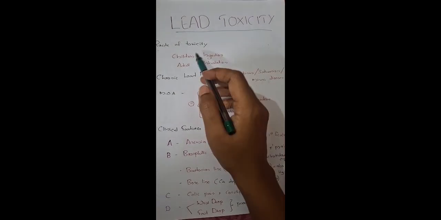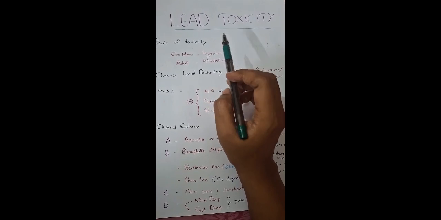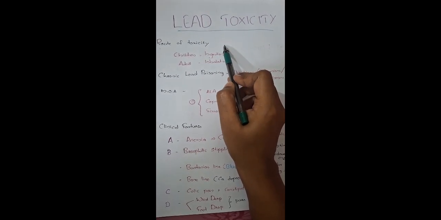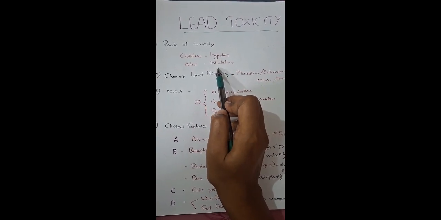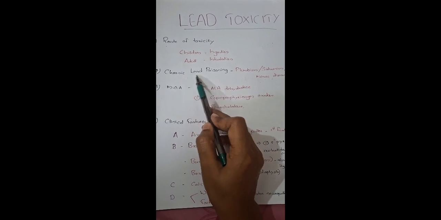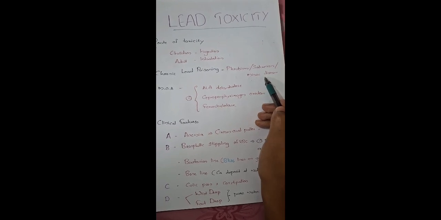In this video, we will be discussing lead toxicity, the important MCQs and one-liners that can be asked from this topic. First, the route of toxicity. In children, lead toxicity is due to ingestion, and in adults, the route of intake of lead is by inhalation. And chronic lead poisoning can also be called plumbism, saturnism, or Miner's disease. These are the other names.